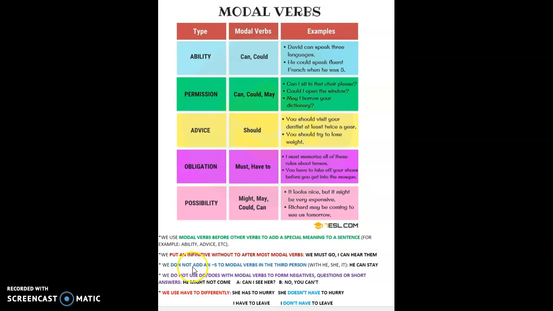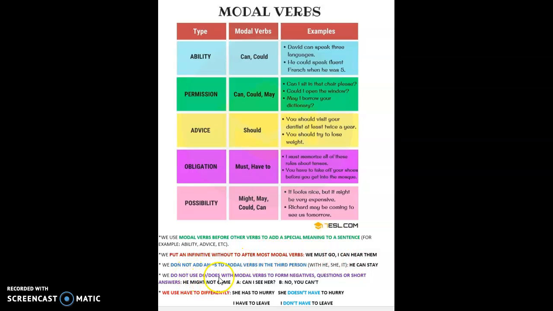We do not add an S to modal verbs when talking about the third person, he, she, or it. He can stay. You can't add an S here. You cannot say he cans stay.